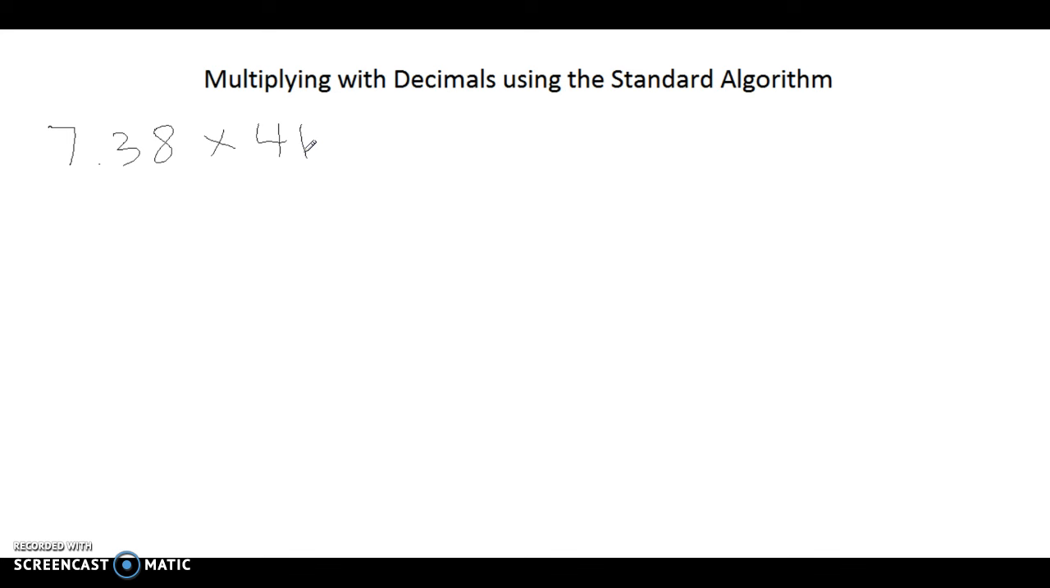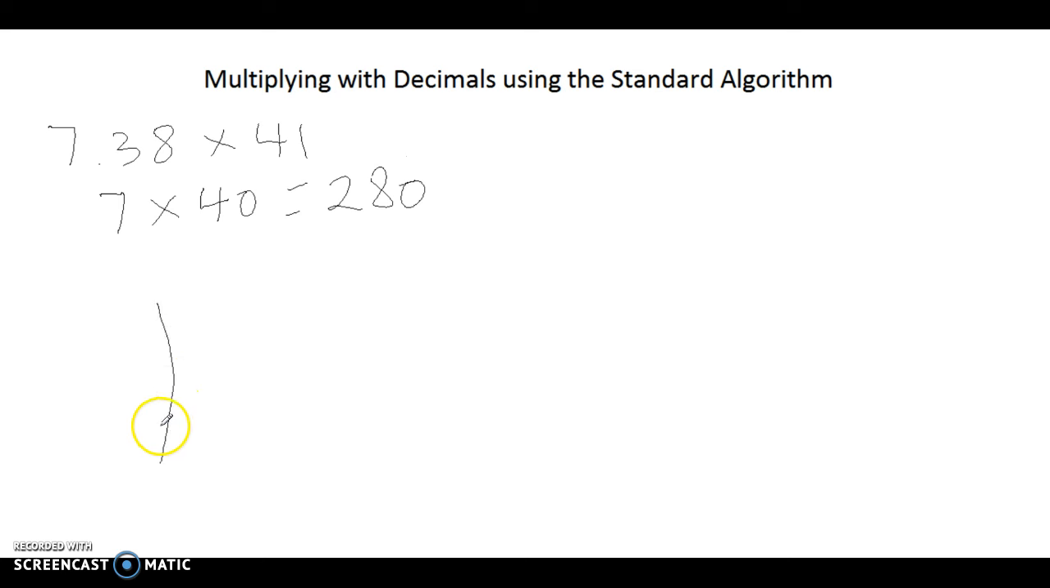The first thing we want to do is round off and estimate our answer. 7 and 38 hundredths rounds off to 7. 41 rounds off to 40, giving us 280 as our estimate. So we're going to be looking for a final answer somewhere around 280.